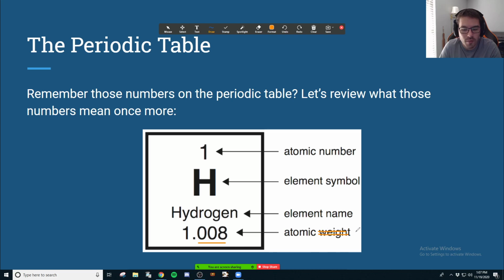I remember talking about this in the past. I prefer to call this the atomic mass. Okay, mass and weight kind of mean the same thing. So atomic mass, that's actually what I prefer to call it. These are the numbers that we are going to be using today as we calculate molar masses, okay? And I'll show you how that works here in just a second.